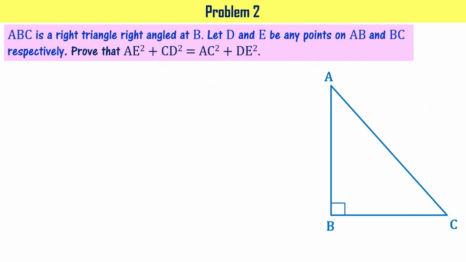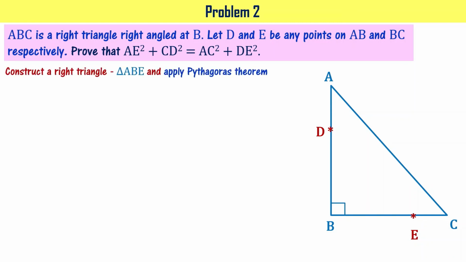Let's solve another problem based on this concept. ABC is a right triangle, right angled at B as shown in the figure. Let D and E be any points on AB and BC. I have shown those two already. Now prove that AE square plus CD square equal to AC square plus DE square. To do that, let's construct a right triangle, that is triangle ABE, and apply Pythagoras theorem. Triangle ABE is shown in orange color now.